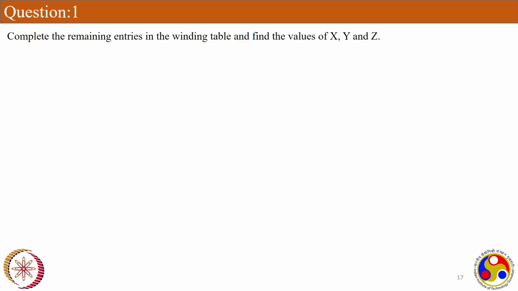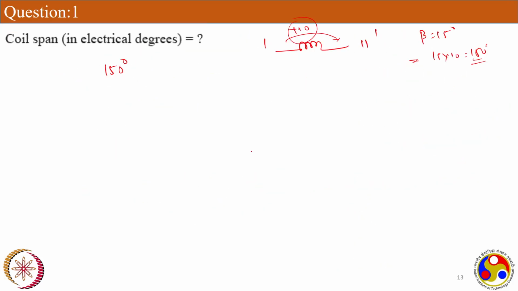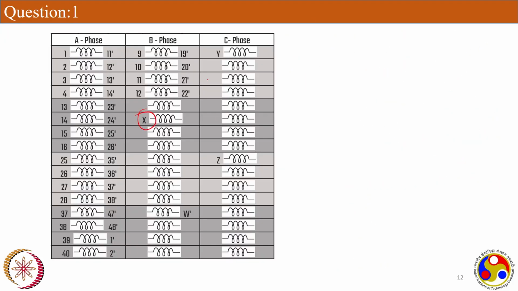Now the last point is we have to complete the remaining entries in the winding table, and find the values of x, y, z, and w. They have given so many empty entries, and they want us to calculate x, y, z, and w, and also the remaining empty entries. There are a lot, but we can just complete it. It doesn't take much time. So let's first concentrate on x, y, z, and w.